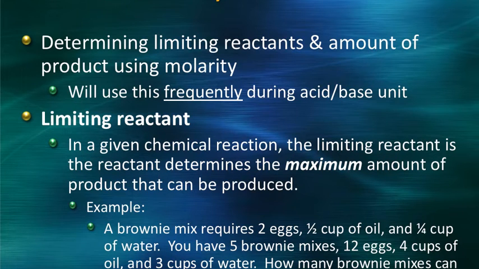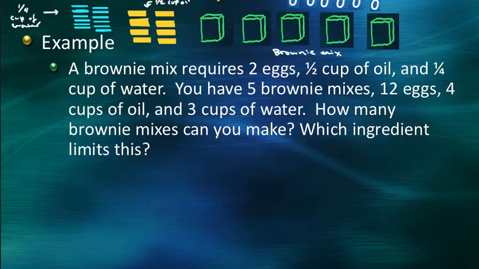If we put this in simple terms, not chemistry and stoichiometry terms, let's say it's something like this. A brownie mix requires 2 eggs, a half cup of oil, and a quarter cup of water. You have 5 brownie mixes, 12 eggs, 4 cups of oil, and 3 cups of water. How many brownie mixes can you make? Which ingredient limits this? So it's going to be questions like this, except involving balanced equations, stoichiometry, and molarity this time.